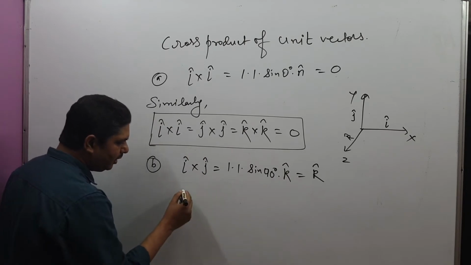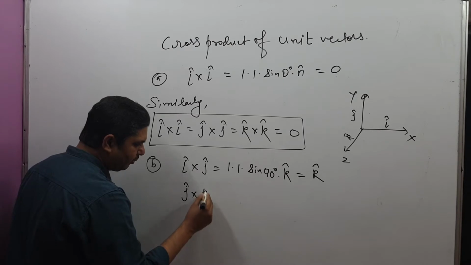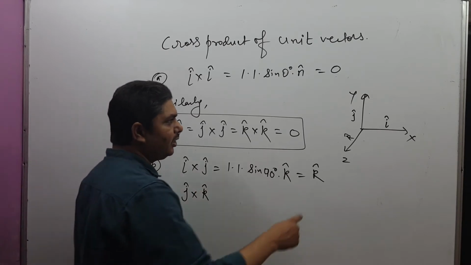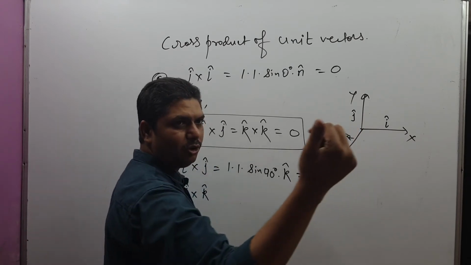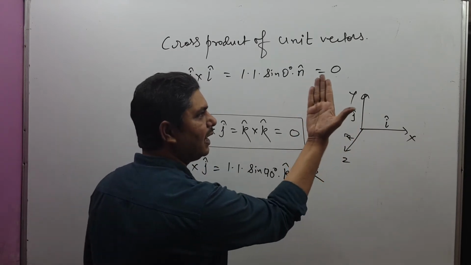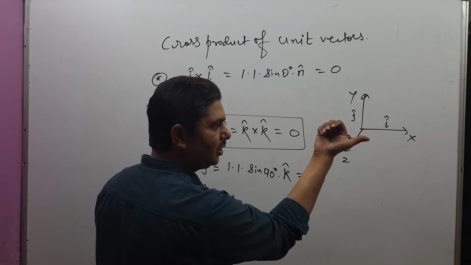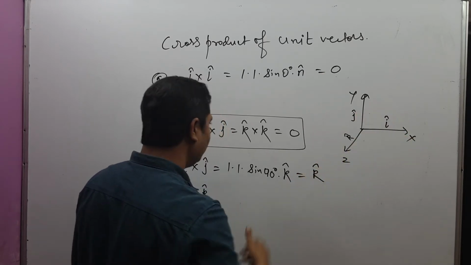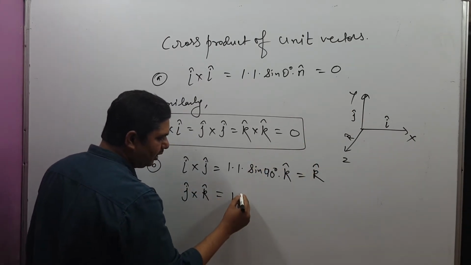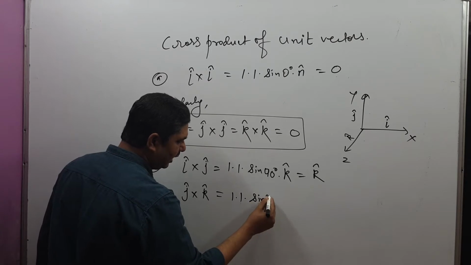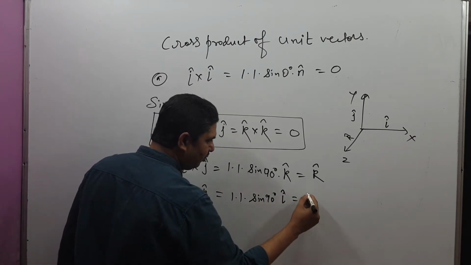Similarly, if you take j cross k, then let us see here, j is in this direction, upward direction, and k is along your direction. So if I put my hand like this and move the fingers towards this direction, then thumb is towards x direction. So x direction is i cap. So here you write 1 sin 90 degree, this is i cap. Sin 90 is 1, so it gives you i cap.